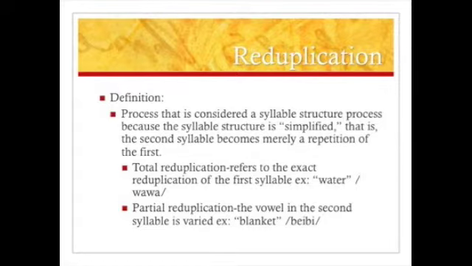Reduplication is the phonological process that we have focused on for this presentation. Reduplication is considered a syllable structure process because the syllable structure is simplified. That is, the second syllable becomes merely a repetition of the first. There are two types of reduplication. There's total reduplication, which refers to the exact reduplication of the first syllable. An example would be using the word water, where a child would say wah-wah.